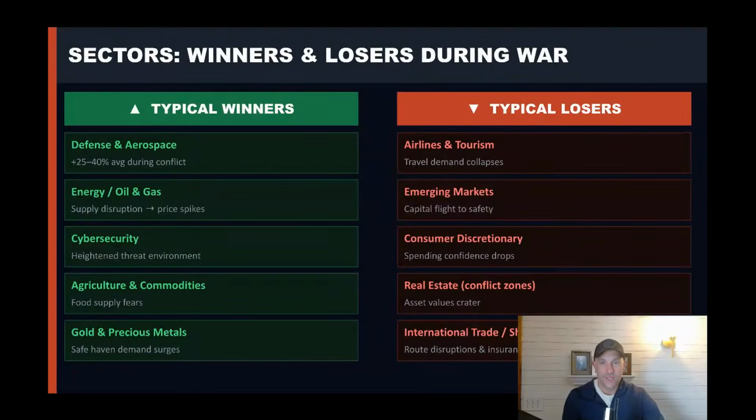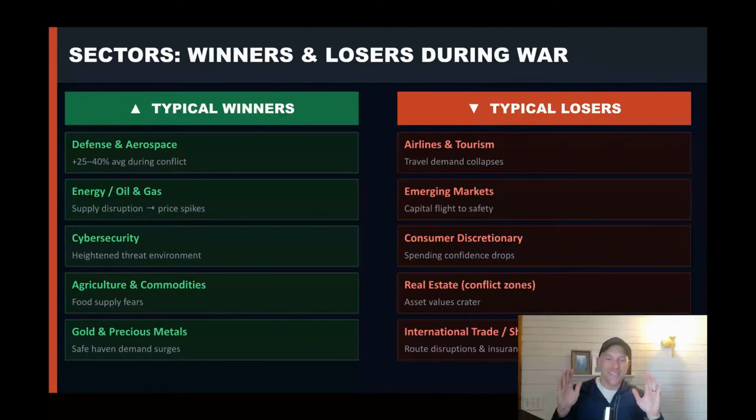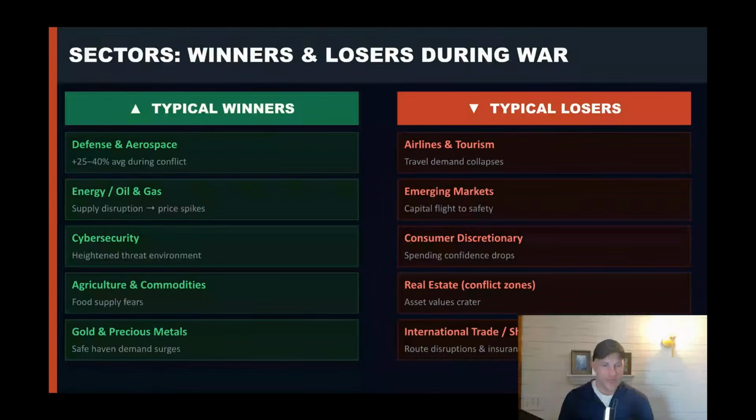Energy, oil and gas, obviously we're seeing that significantly right now because of the restriction of oil transport in the Strait. And I always butcher saying Hormuz. I struggle with pronunciation. So with the restriction of the Strait, that has definitely put pressure on energy prices to the upside, especially oil, especially natural gas. So we've seen those as typical winners.